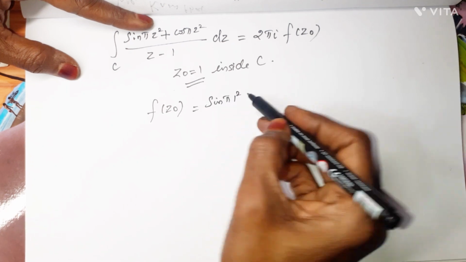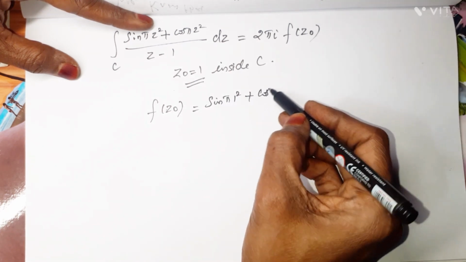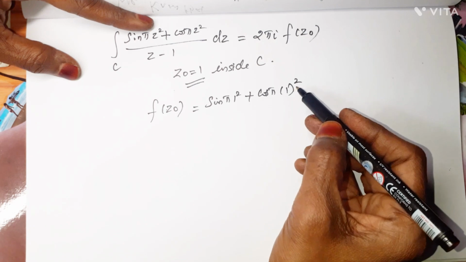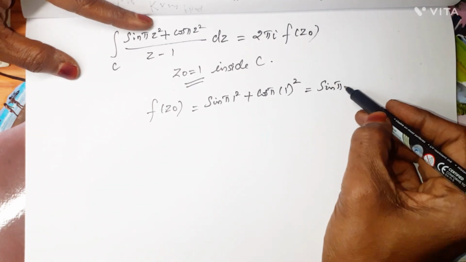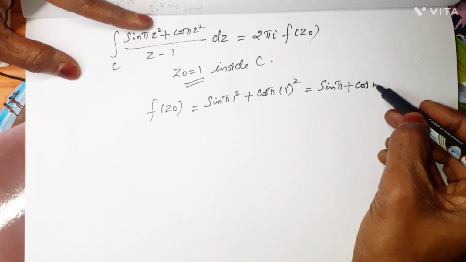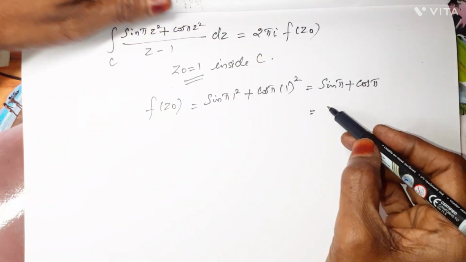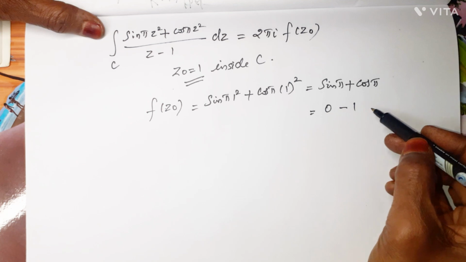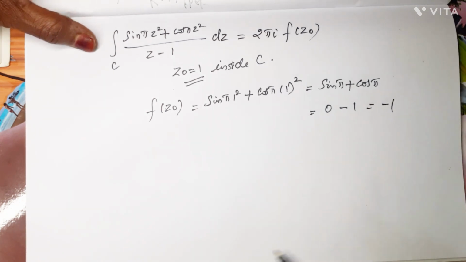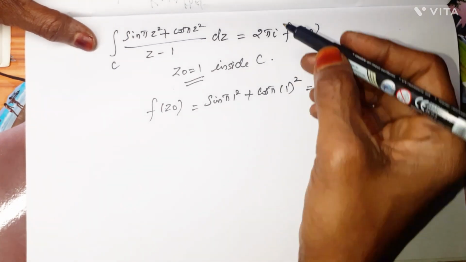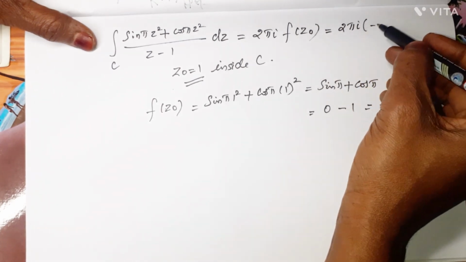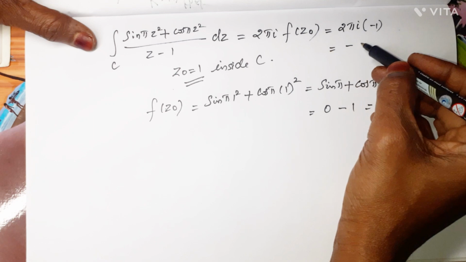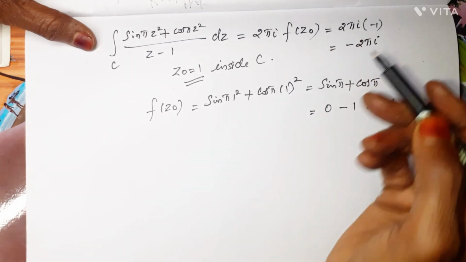So here f of z0 is nothing but sin pi into 1 squared plus cos pi into 1 squared, which is equal to sin pi plus cos pi. Sin pi is 0 and cos pi is minus 1. So the final answer here is minus 1. Therefore the integral is 2 pi I into minus 1, which is finally minus 2 pi I.